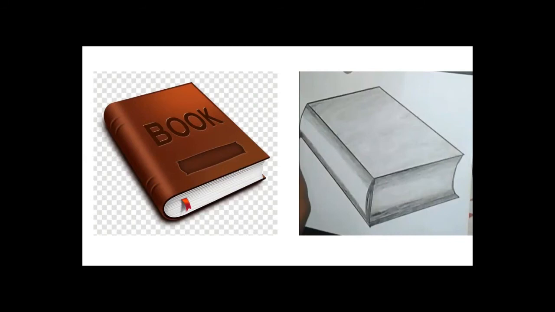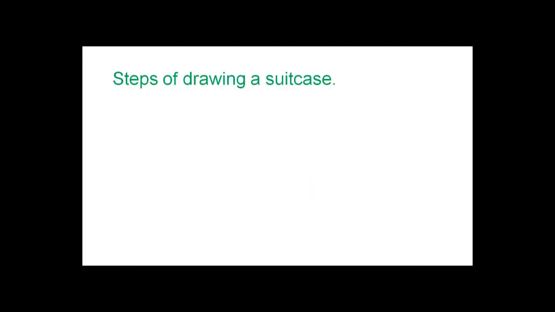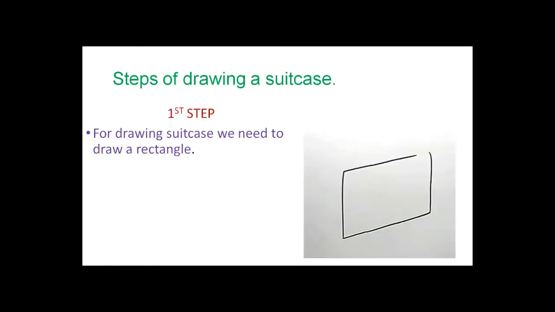Now we will move to another diagram. Okay, we will move to the second diagram. Our second diagram is a suitcase. The first step for drawing the suitcase: we need to draw a rectangle. Okay, first we draw the rectangle like this.